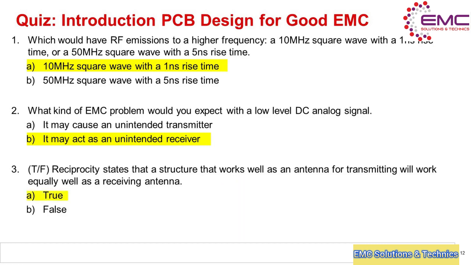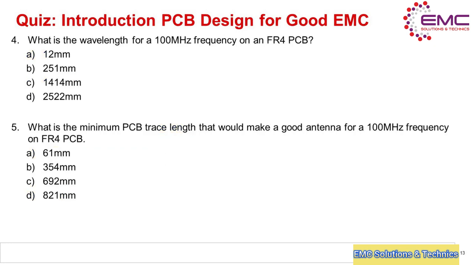The correct answer is A, true. For this reason, low-level signals are susceptible to RF pickup, and higher-level AC signals may act as unintended transmitters on PCB structures that act as unintended antennas. Question 4. What is the wavelength for a 100 MHz frequency on an FR4 PCB?